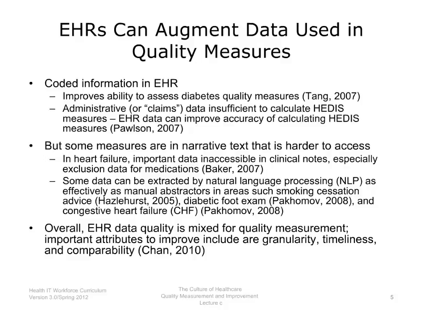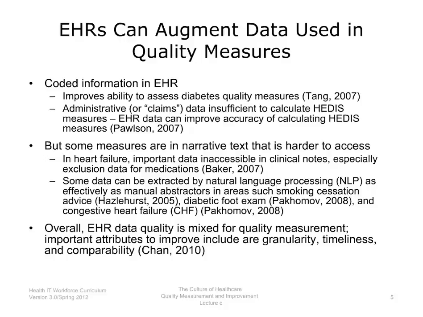However, the existence of an EHR does not necessarily mean there is quality data. A lot of data in the EHR is narrative text that is difficult to access and process. It has been shown in heart failure, for example, that there is some important data that becomes inaccessible because it is in clinical notes, yet these are needed to assess quality. One example of this is exclusion data for medications patients should be on, such as a beta blocker or an angiotensin-converting enzyme inhibitor, or ACE inhibitor.